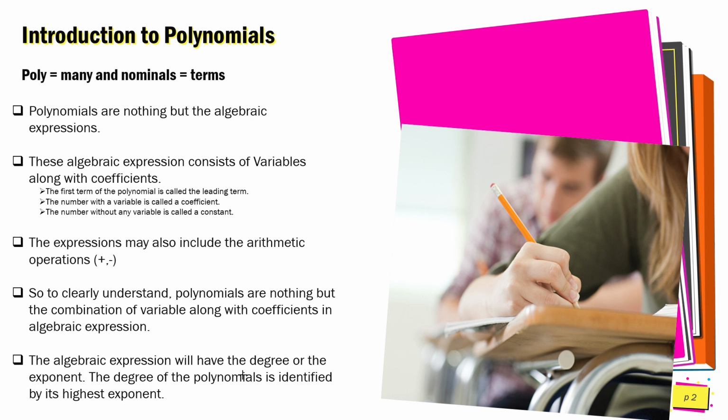So the algebraic expression will have the degree or the exponent. Now here this x square can be called your degree, or it can also be called the exponent. Okay, so this is how we need to see. Hope you got this one. Now let me just go to the next page.